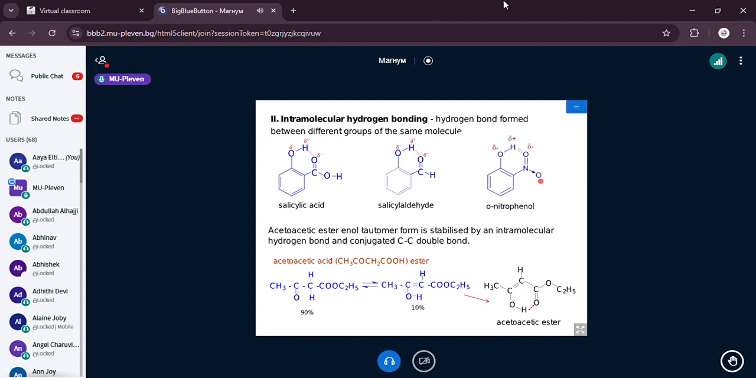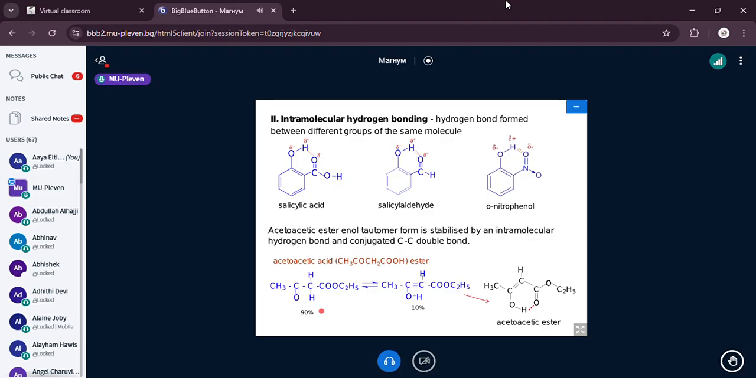Another example of such intramolecular hydrogen bonding, and I could say this is a very good example of equilibrium tautomerism, is the molecule of acetoacetic ester. Maybe it looks complex, it looks complicated, but in organic chemistry, we have the topic of aldehyde and ketocarboxylic acids.